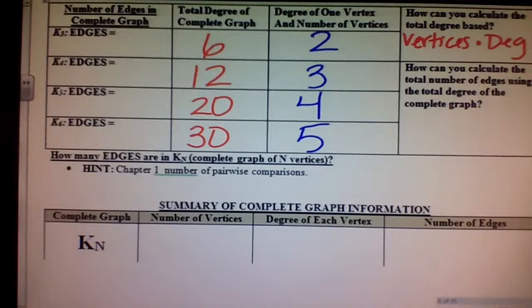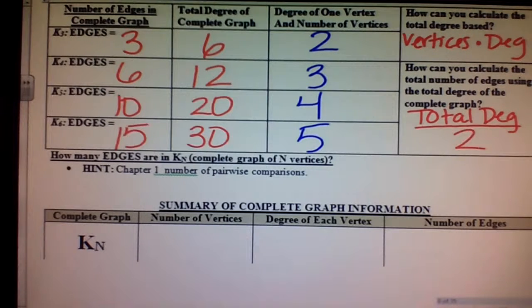So, let me go back to here. This has 3 edges, this has 6 edges, this has 10 edges. How many does a complete graph of 6 vertices have then? 15! It's just half of your total degrees. So your edges are taking your total degree and cutting it in half. So your formula here is total degree divided by 2.